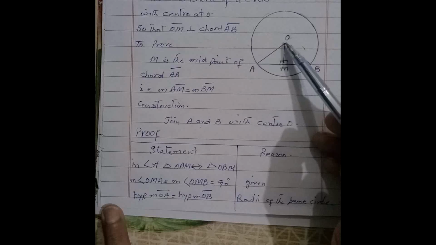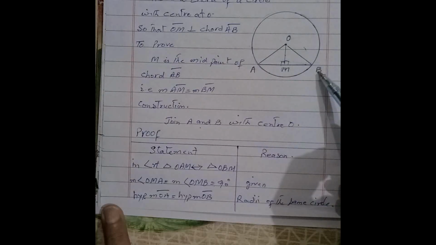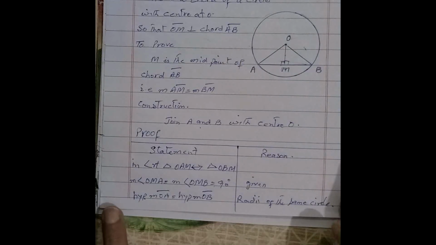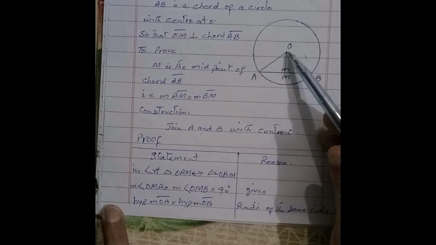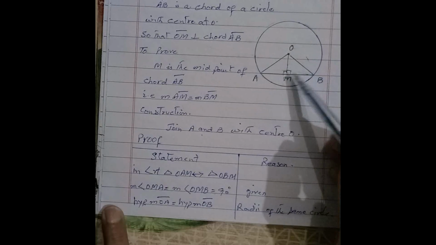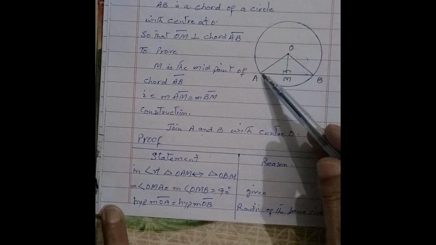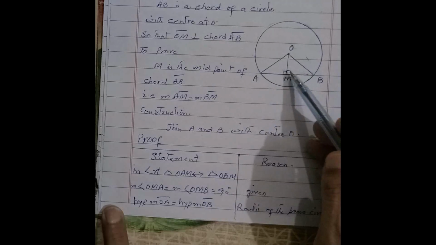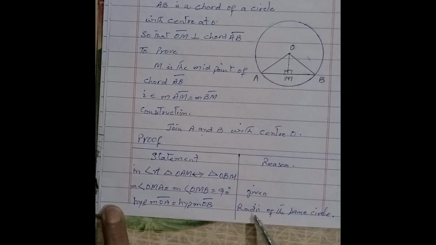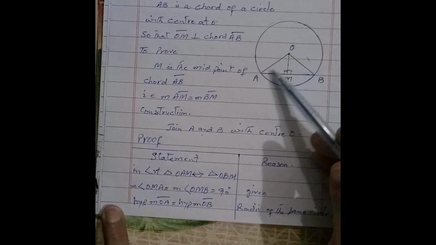Hypotenuse OA and OB, because hypotenuse is the side opposite the 90 degree angle. The 90 degree angle is here, OMA and OMB, so OA and OB are hypotenuses because here is the 90 degree angle, and they are the same because they are also the radius of the circle.